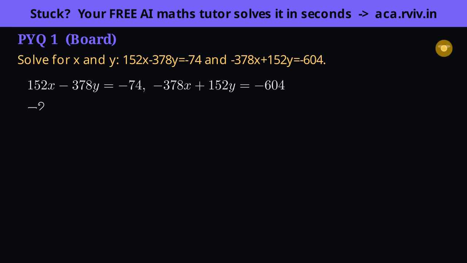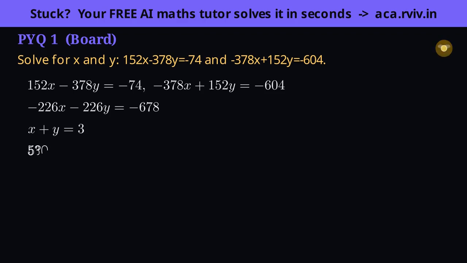Add the two equations term by term. The x coefficients combine to minus 226, the y coefficients to the same, and the right sides to minus 678. Every term shares the factor minus 226, so divide through by it. That collapses the monster into the beautifully simple x plus y equals 3.